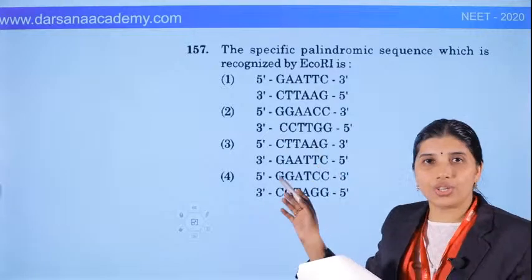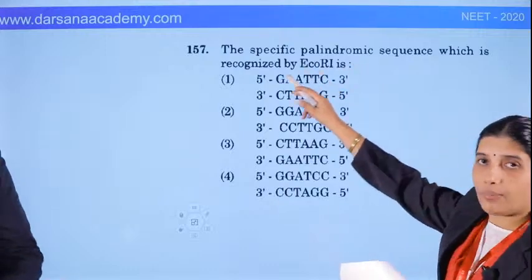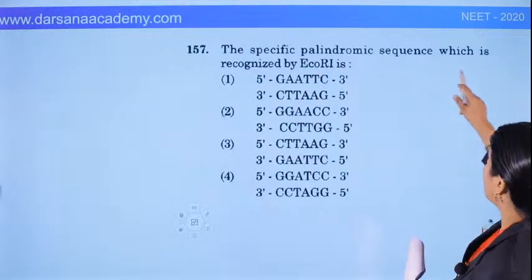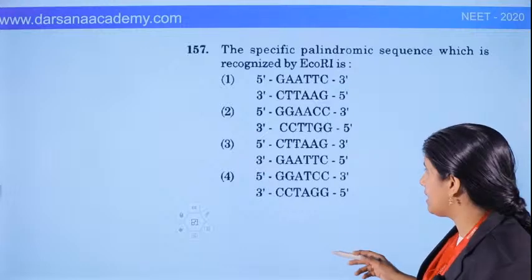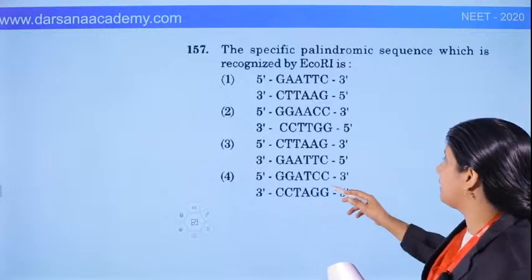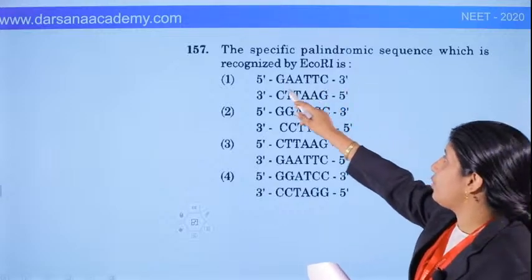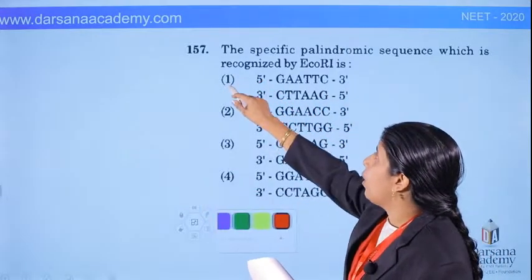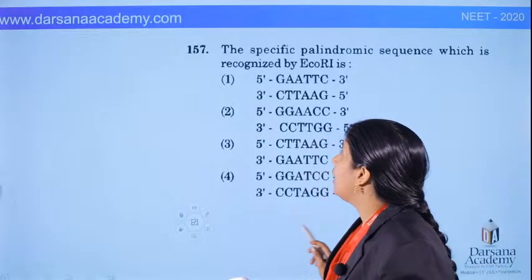And this is again from biotechnology principles and processes. Specific question number 157: the specific palindromic sequence recognized by EcoR1, GAATTC. Where can we see this? This one, GAATTC, CTTAAG. What's the answer for this question 157? 1 is the answer.